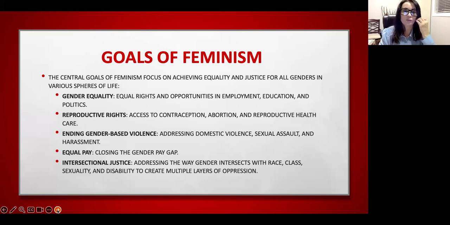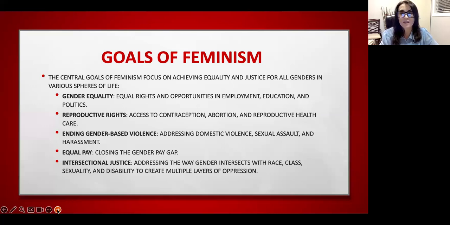Ending gender-based violence, addressing domestic violence, sexual assault, and harassment. I think there is a huge movement trying to address these issues, but the historical development of gender inequality made this very ingrained in society and in families. And, as much as we focus on ending this kind of violence, it still exists. It is some of the very main focus of feminism even in our time.